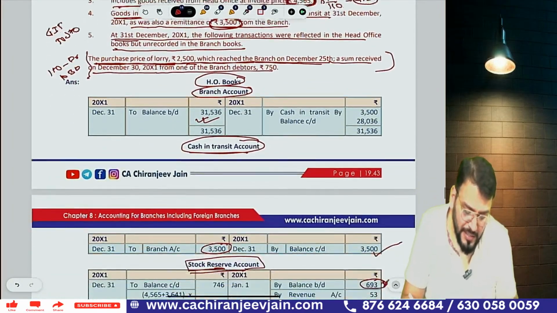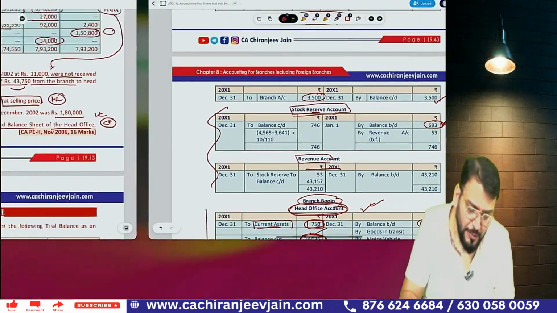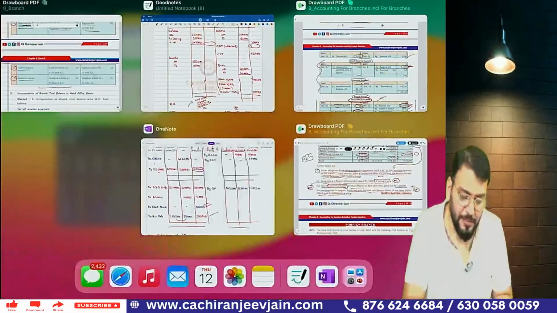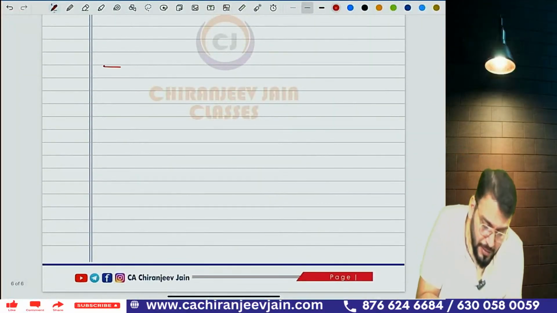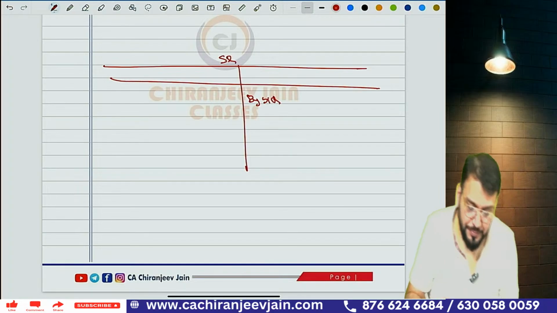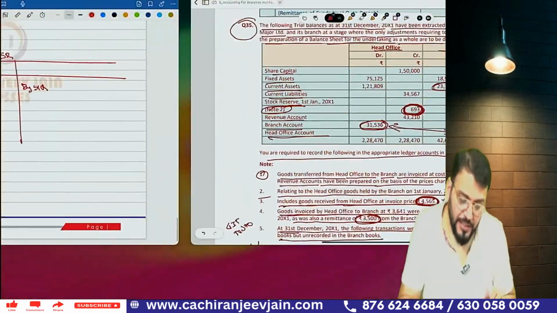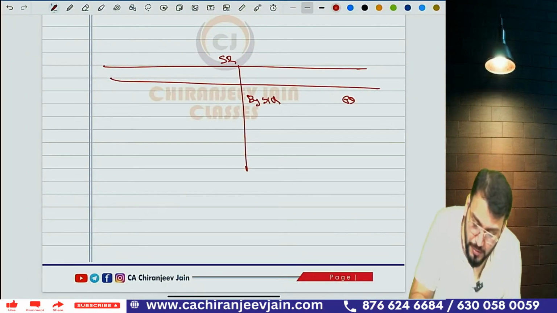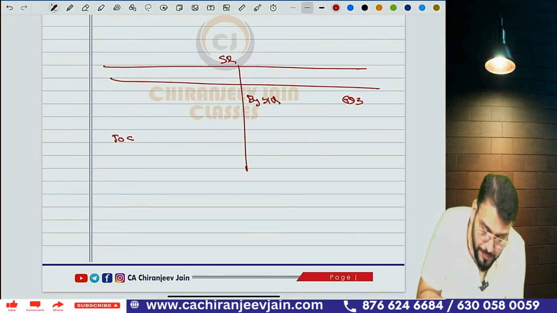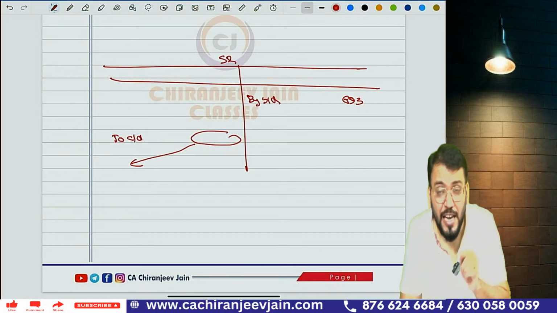Now we need to eliminate the stock reserve. I would like to explain it, because they have done it in some other way, which is not an easy way. I will give you an easy way. What is the opening stock reserve they have given? 693. So we write down 693. Then we calculate the closing stock reserve and carry it down. This we need to calculate, and that will be calculated on the stock of branch and goods in transit of branch.